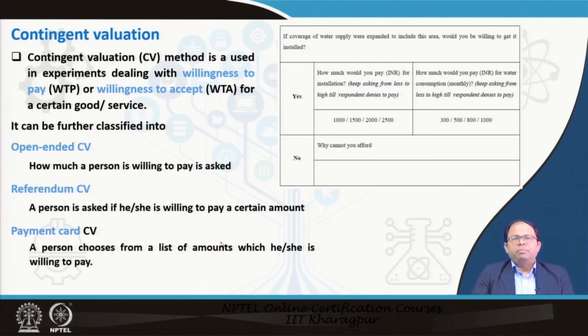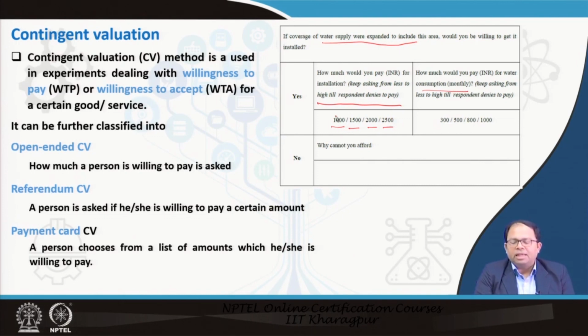So that means we give him a list of options, and then we ask, are you willing to pay? So in this example that you can see over here, in the questions that we are asking, how much would you pay in INR for installation of a water supply connection? And the other is, how much would you pay in INR for monthly water consumption? So these are two amounts in INR that we are directly asking, but we are giving him options like 1000, 1500, 2000 to 2500. So he can pick one of those options which he is willing to pay.